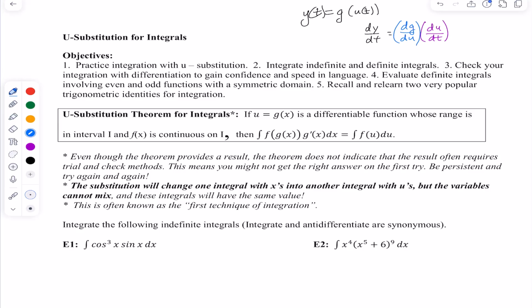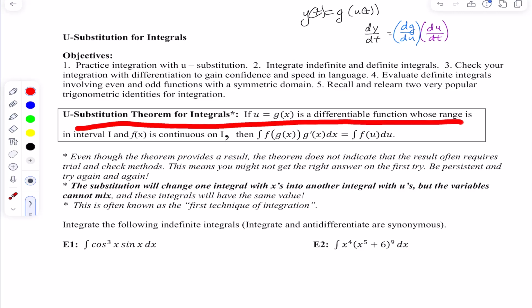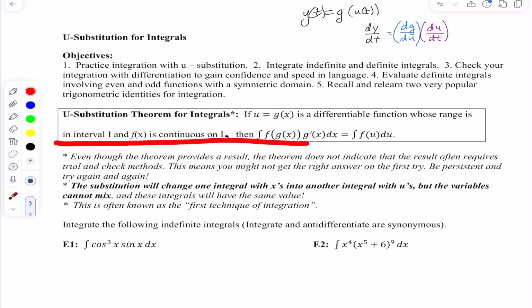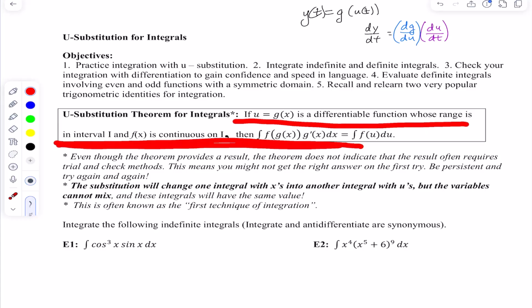We're now going to turn our attention to the U-substitution for integrals. It's going to run similarly to the U-substitution for the chain rule. However, our goal is to anti-differentiate. This is the U-substitution for integrals.